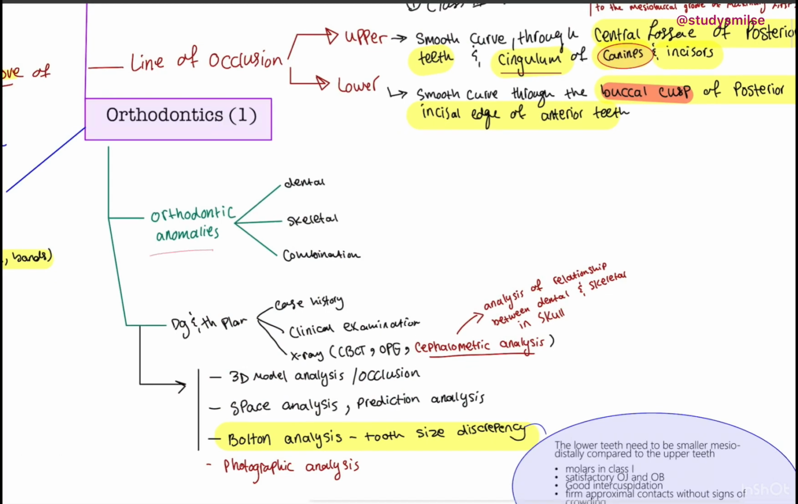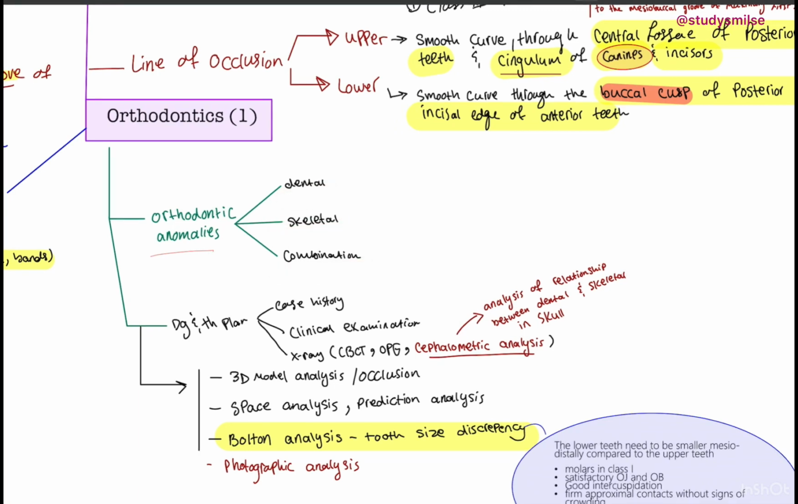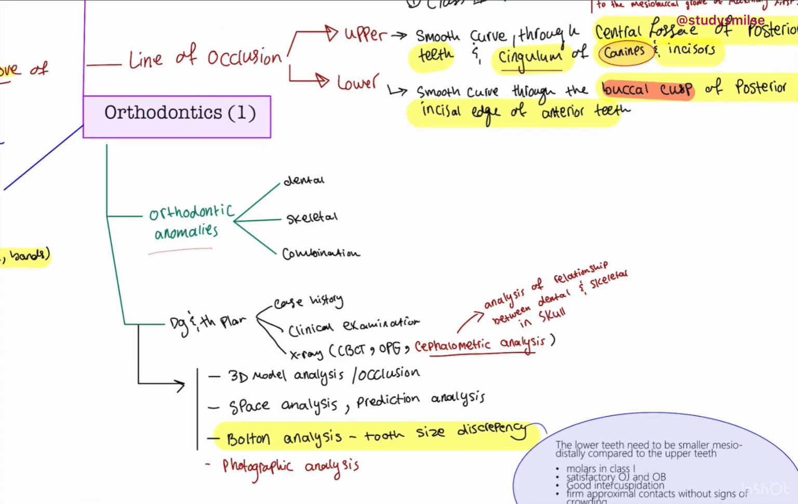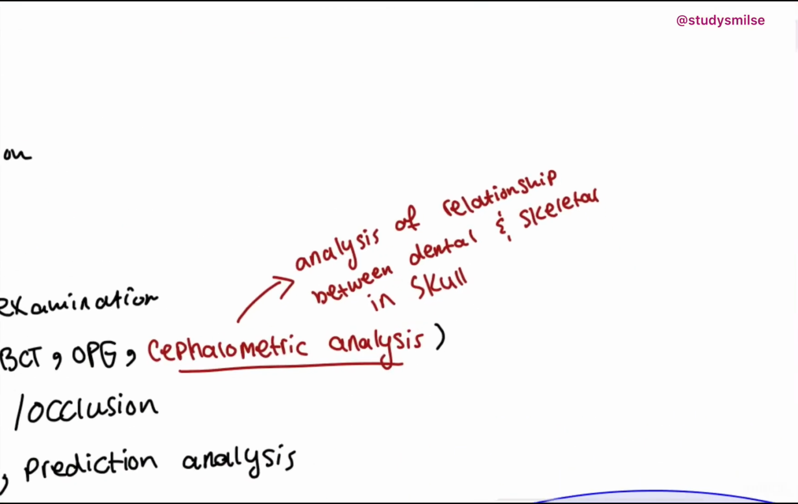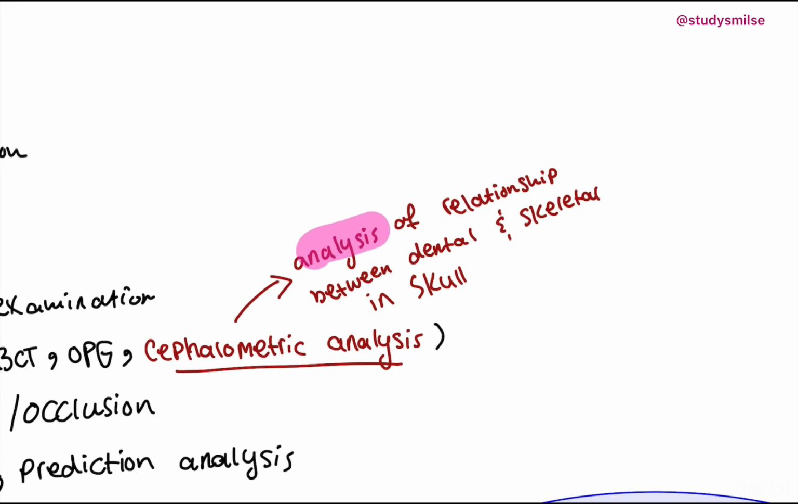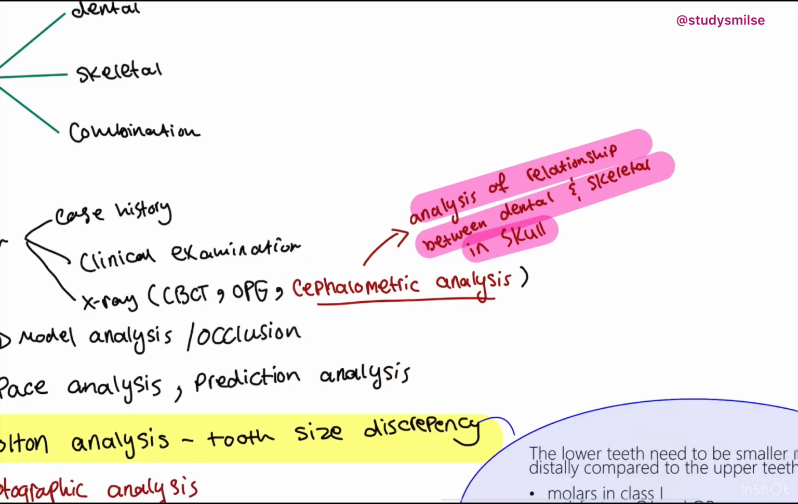The orthodontic anomalies can be dental, could be skeletal, or it could be a combination of both, dental and skeletal. So diagnosis and the treatment plan depend on the case history. We have to do a very good clinical examination, take good x-rays, CBCT, OPG. This is the cephalometric analysis. What is this? It is the analysis of the relationship between dental and skeletal structures in the skull.